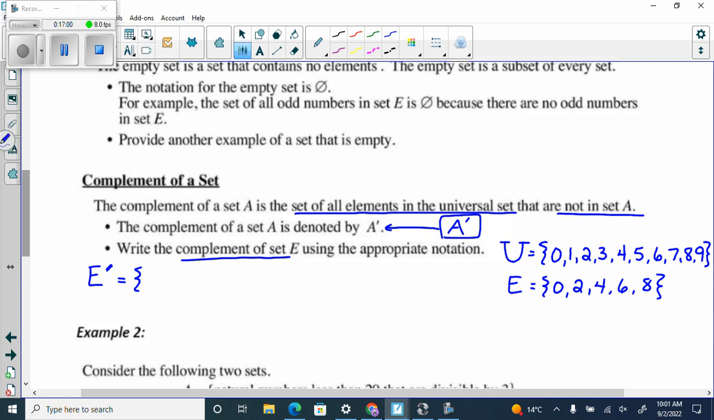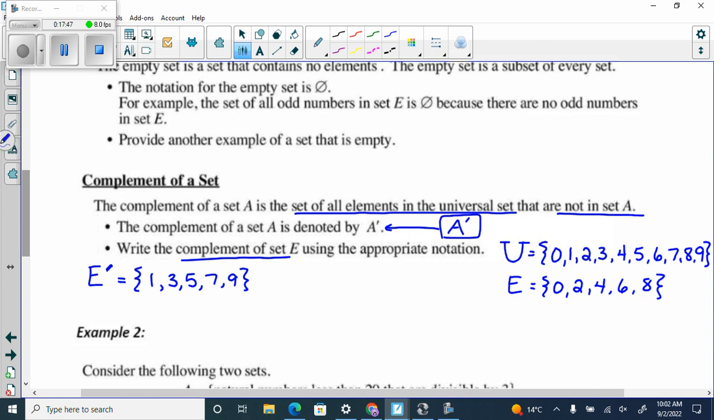So 0 is in E, so we can't count it. 1 is in the universal set, but not in E. 3 is in the universal set, but not in E. 5 is in the universal set, but not in E. 7 and 9. You see that? The complement of E is just what's in the universal set, but not in E. Now, if I take E and its complement, I should get the universal set. If I take all the elements in E and write them with all the elements not in E, I should get the universal set because they're complements of each other, which is like opposites, right? Everything that's in the universal set but not in E is in not E. So the complement and E should give me the universal set.